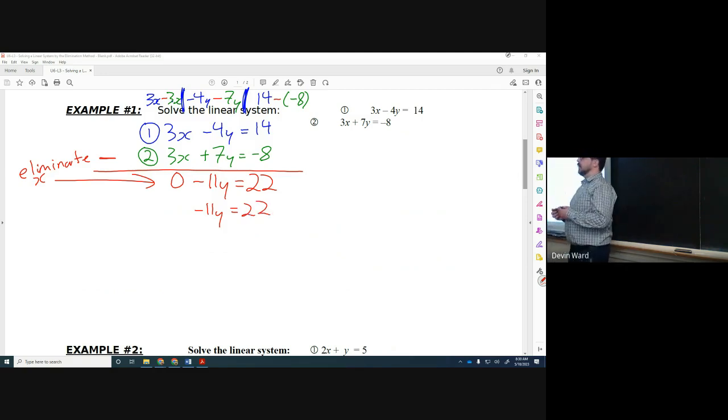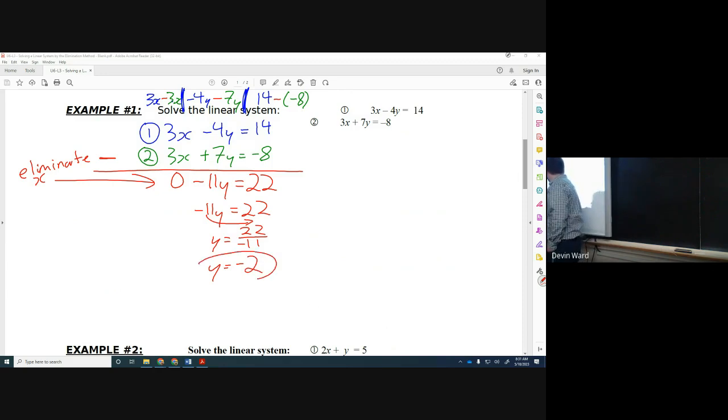Now, how do we solve for y? Divide by negative 11. Perfect. We divide both sides by negative 11. So y all by itself is 22 divided by negative 11, which positive by negative will be negative. And 22 divided by 11 will just be 2, but you can put that into your calculator.